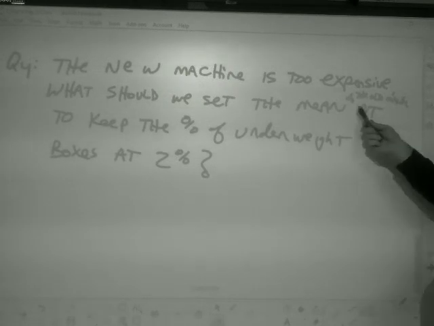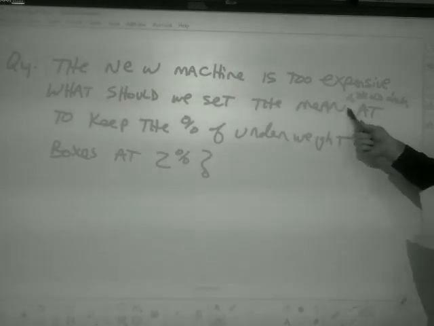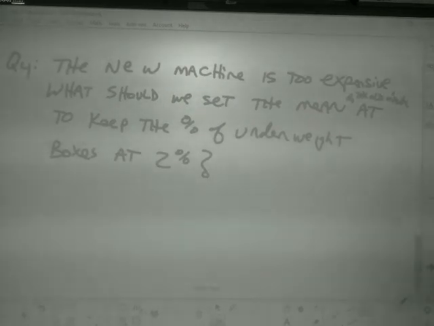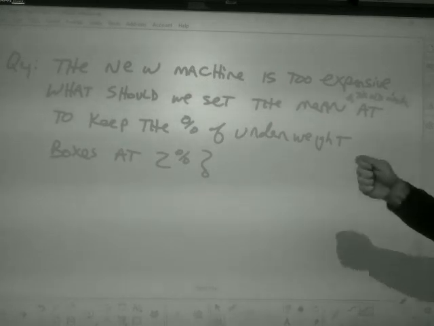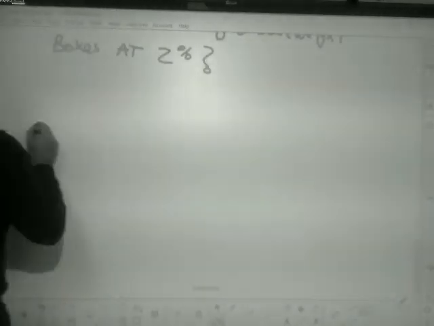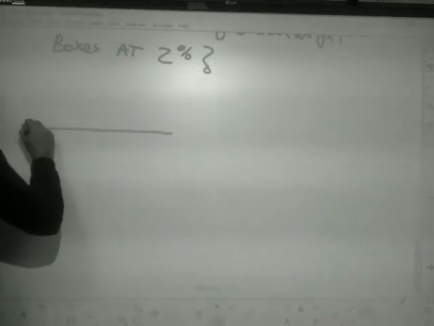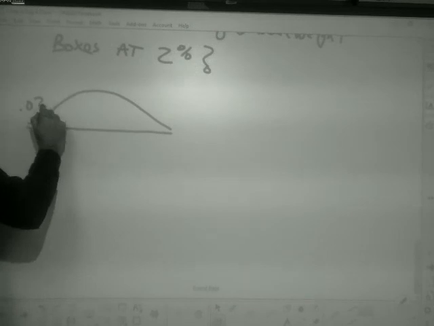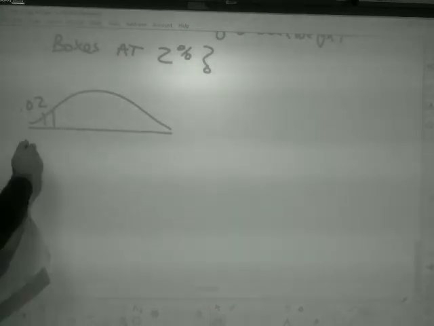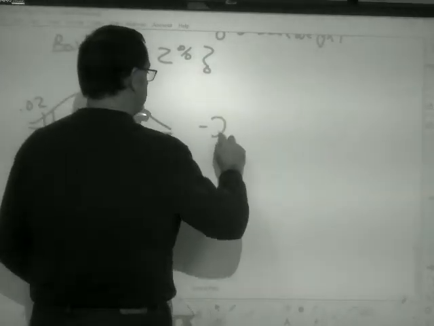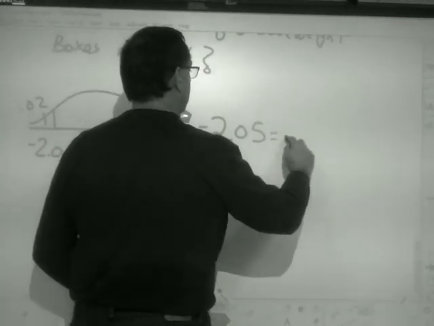What should we set the mean of the old machine at to keep the percent of underweight boxes at 2%? So we're still going to work with the old machine. We're just going to dial it up a little bit, set the machine's mean a little bit higher so we send out fewer boxes underweight. So we want 2%. We're willing to allow 2% of boxes to be underweight. So what z-score is 2%? Well, that's negative 2.05. So negative 2.05 is our z-score.